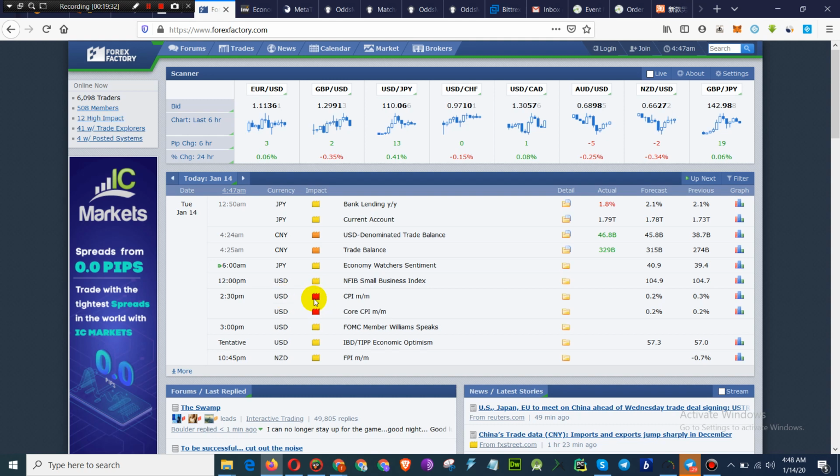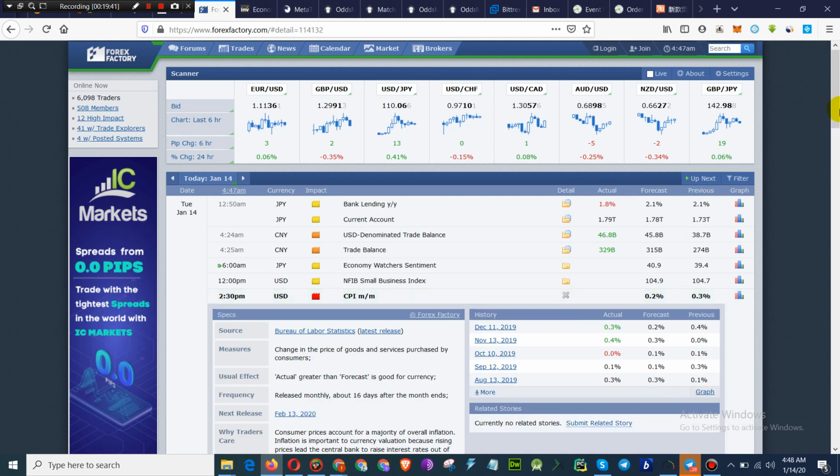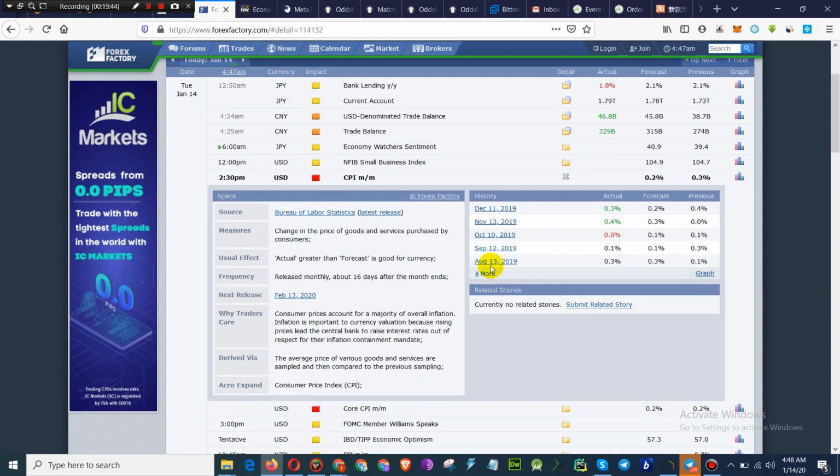And remember, you need to read each of the news because each has its own instruction. For example, let's use this one now. You may not know what the news is all about, but see what you're going to check here. They said, usual effect, actual greater than forecast is good for currency. Are you getting it? Actual greater than forecast is good for currency. You don't just come to this place and look at the previous actual and the previous forecast, where actual was greater than forecast, which they said is good for the currency on December 11, 2019.